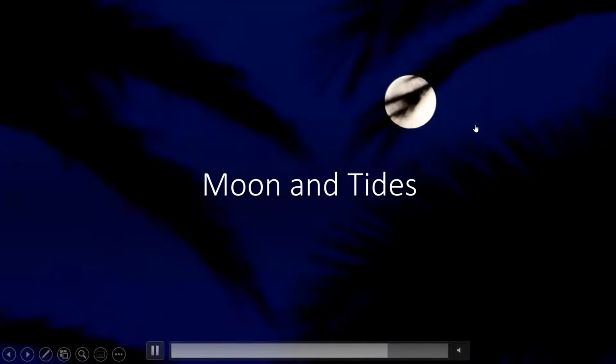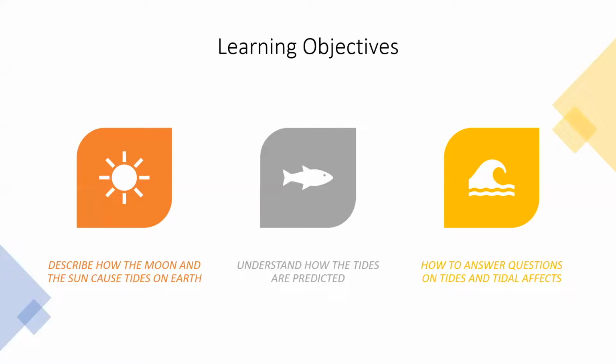There's a nice animation of the moon there. So number one, describe how the moon and the sun cause tides on Earth. Number two, understand how the tides are predicted. Number three, how to answer questions on tides and tidal effects.